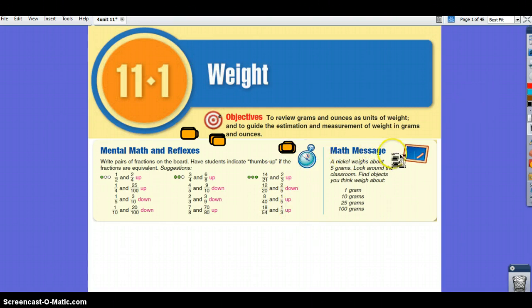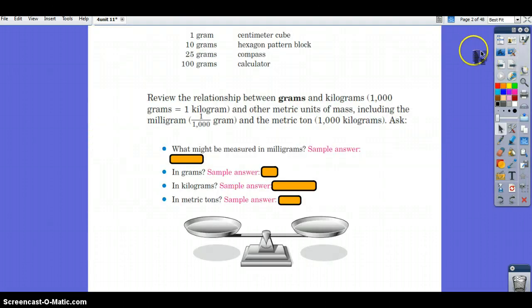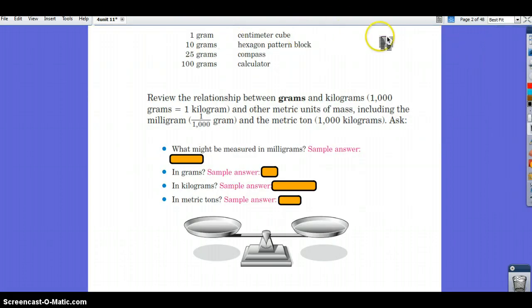Our little math message over here is saying that a nickel weighs about 5 grams. So we're going to be looking around the classroom to find objects that weigh different amounts. So a gram would equal a center cube. 10 grams, one of your hexagonal pattern blocks. 25 grams, a compass. And 100 grams, your calculator. So remember the relationship between grams and kilograms. 1,000 grams would equal 1 kilogram.